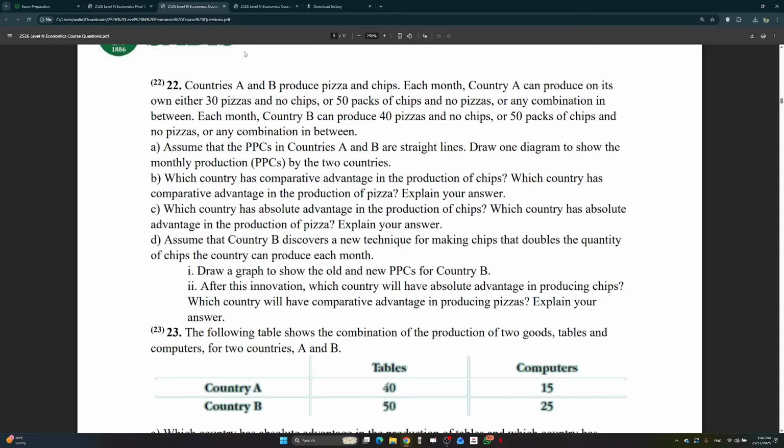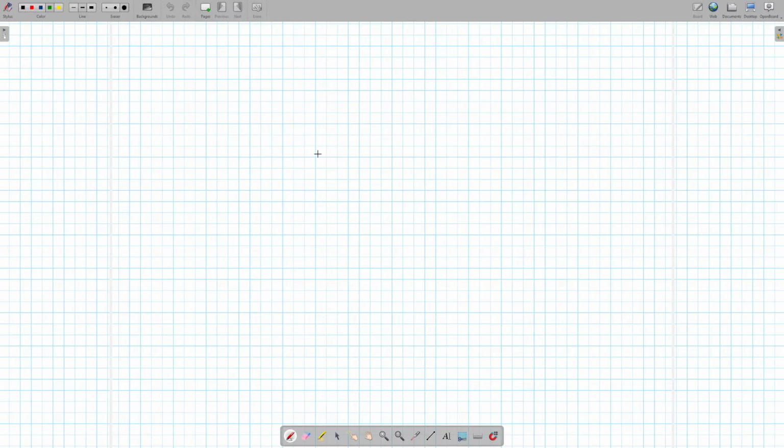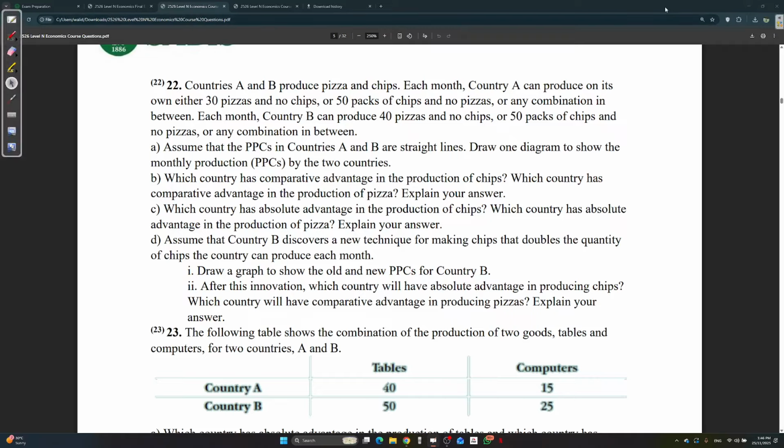Countries A and B produce pizza and chips. Each month, country A can produce on its own either 30 pizzas and no chips, or 50 packs of chips and no pizzas, or any combination in between. Each month, country B can produce 40 pizzas or 50 packs of chips. Assume that the PPCs are straight lines. Draw one diagram to show the monthly PPC of the two countries.